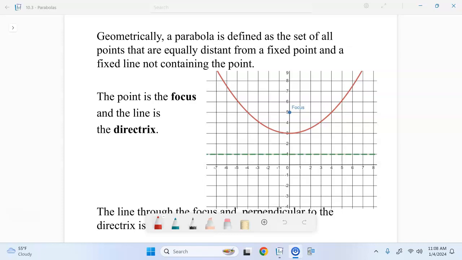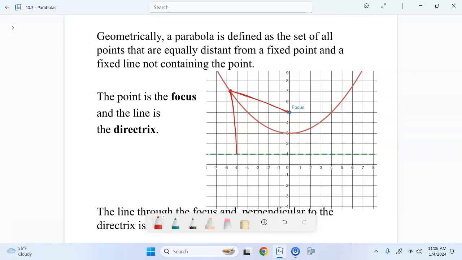The full geometric definition. A parabola is defined by any line where every single point on that curve is the same distance from a specified point called the focus and a line perpendicular to the axis of symmetry called a directrix. So I can pick any point on that curve and the length of this line is congruent to the length of that other line.